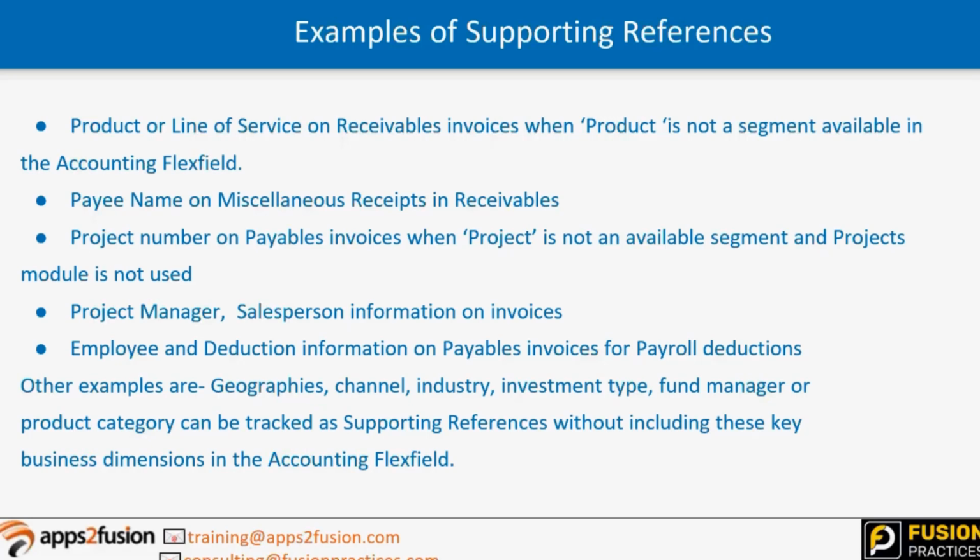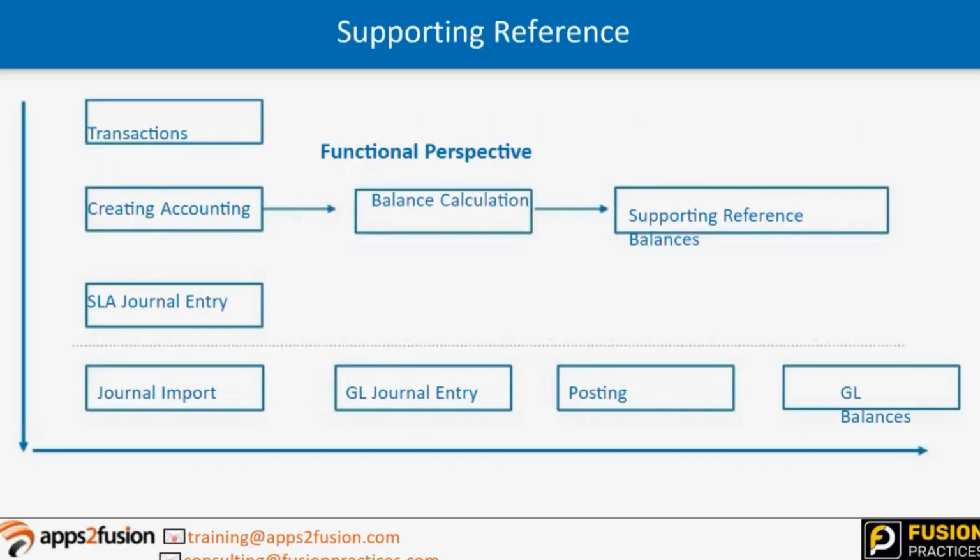You can only add a maximum of 30 supporting references with balances. Some other examples are project manager, project number, payee name, product, line, and service. All of that you can use as supporting references. When you create accounting, the balance calculation also happens for your supporting references if it is with balances. In your subledger accounting transaction, it doesn't flow with the GL journal to the GL, but when you drill down, you can see the supporting references in the specific subledger transaction.